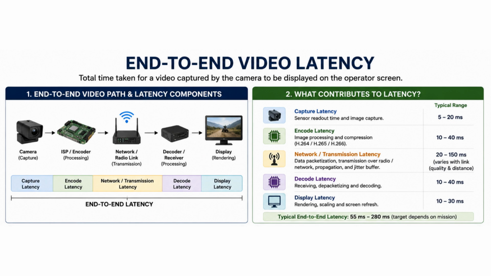Among these, network delay can vary the most depending on bandwidth, distance, signal quality, packet loss, and buffering. Low latency is critical for situational awareness, obstacle avoidance, precise vehicle control, and real-time AI processing. Excessive delay can make the operator react too late. Latency can be reduced through efficient encoding, low-latency communication links, hardware acceleration, optimized processing pipelines, and faster displays. The goal is simple: deliver the video as quickly and reliably as possible.